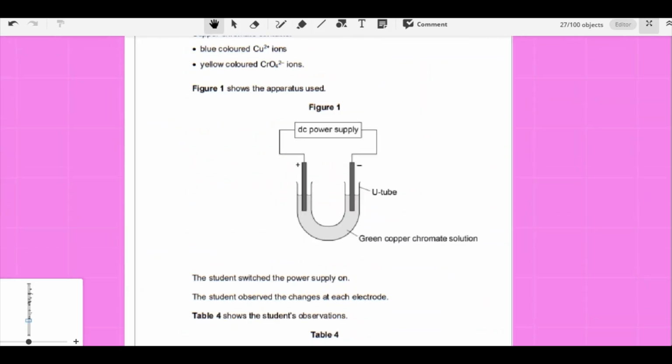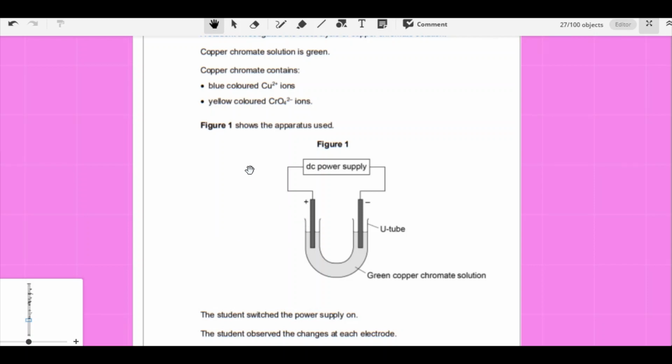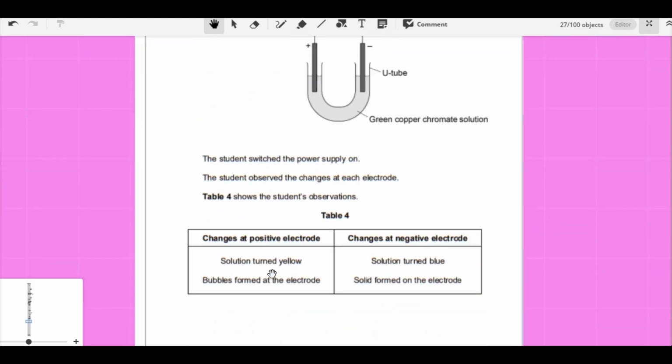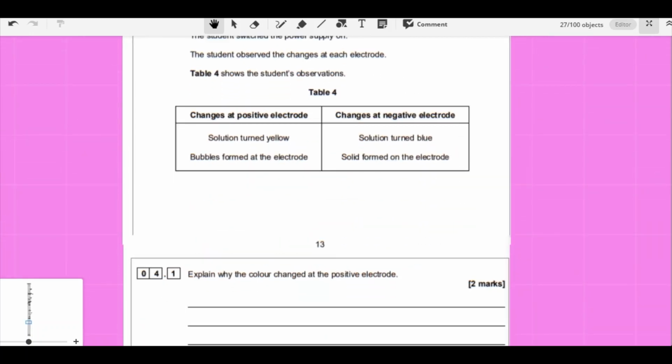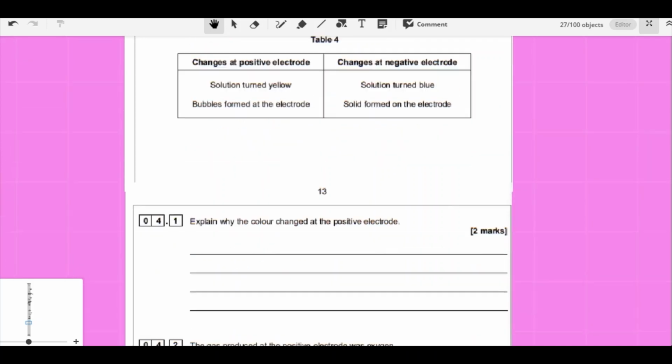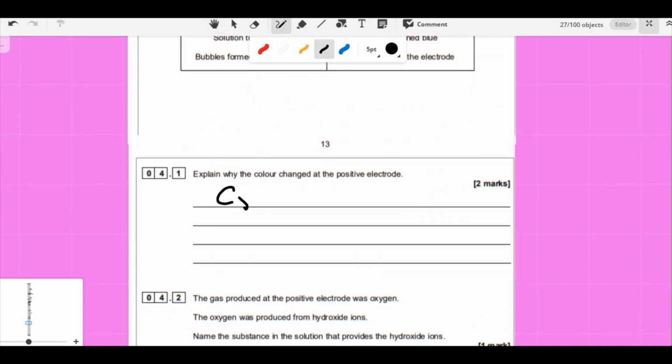If you see at the positive electrode in the table, the solution turns yellow, and we can see in the information that the yellow colour is due to chromate ions. So actually there is a movement of chromate ions towards the positive electrode. So you can write CrO4 2-, these ions move towards the positive electrode.